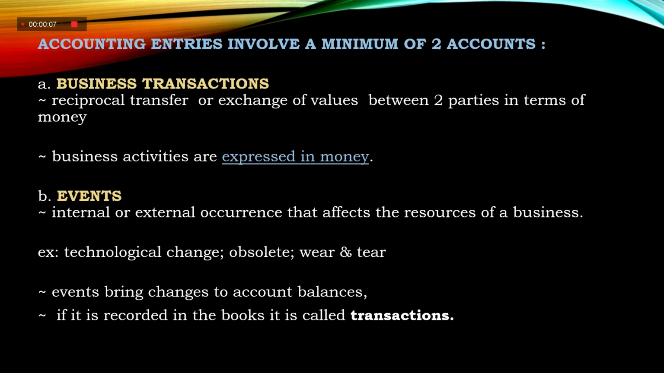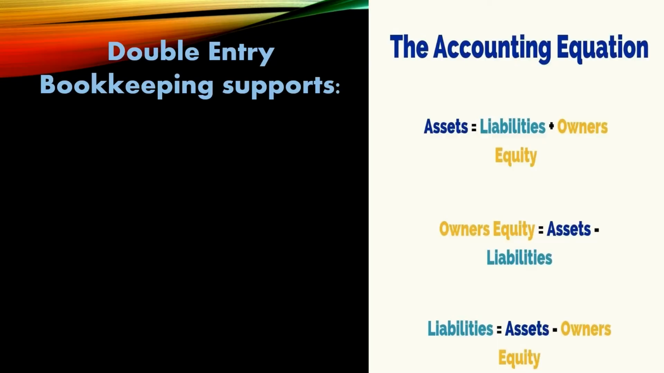Accounting entries involve a minimum of two accounts. These are the business transactions and the events. Business transactions are reciprocal transfers or exchanges of values between two parties in terms of money. These are business activities that are expressed in monetary value. Events, on the other hand, are the internal or external occurrences that affect the resources of a business. Examples of events are technological change, obsolescence, war, and terrorism. Events bring changes to account balances.